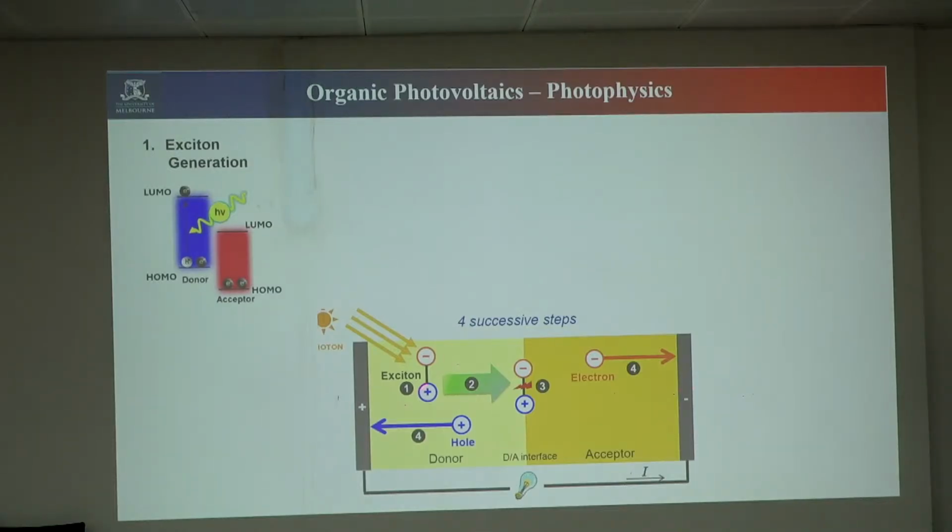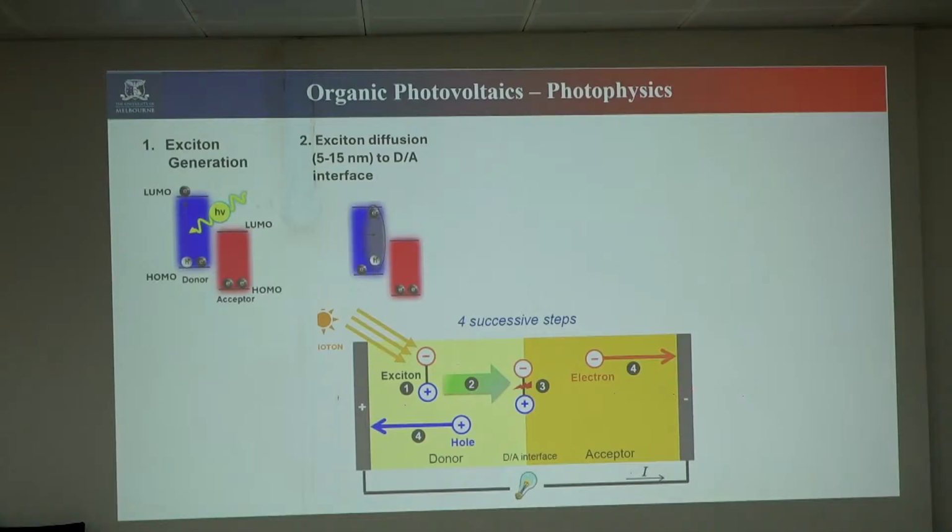So here, in the P-type material, when sunlight falls on this heterojunction, upon excitation only the exciton is generated. As I said, it is a bound plus and minus charge. Then it will diffuse to the junction. So the first stage is exciton generation. The second stage is that the exciton diffuses to the interface.